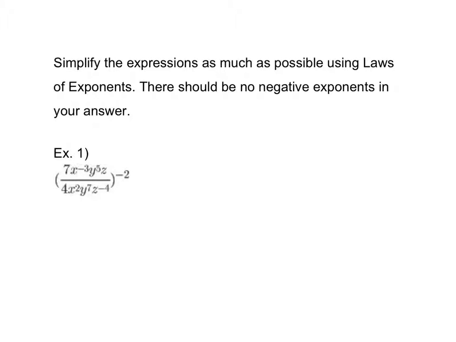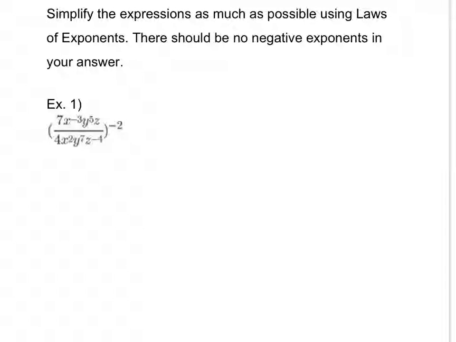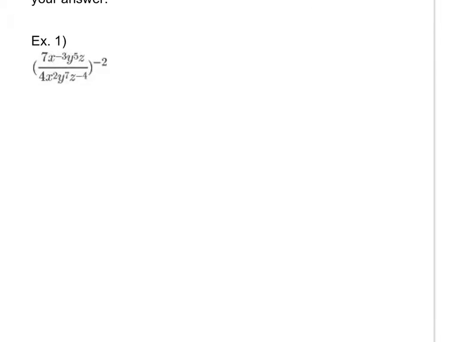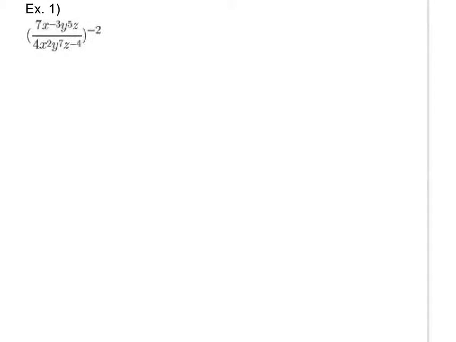Okay, so you see the instruction is to simplify the expressions as much as possible using laws of exponents. There should be no negative exponents in your answer. Right, so the first thing we're going to do, we're going to attack what's in the parentheses first. And then the -2 part we're going to do after. So we want to simplify the expression inside.